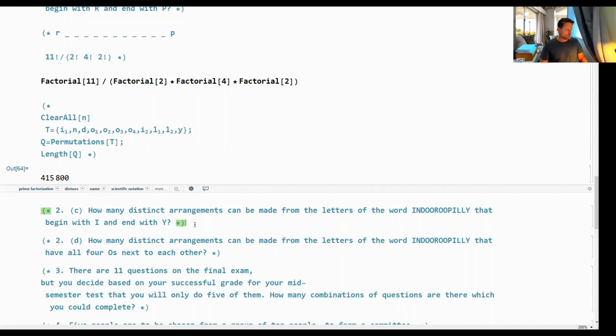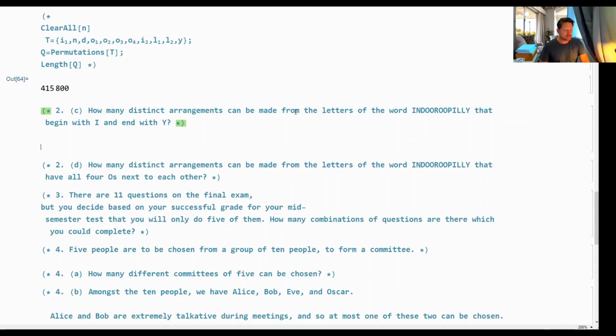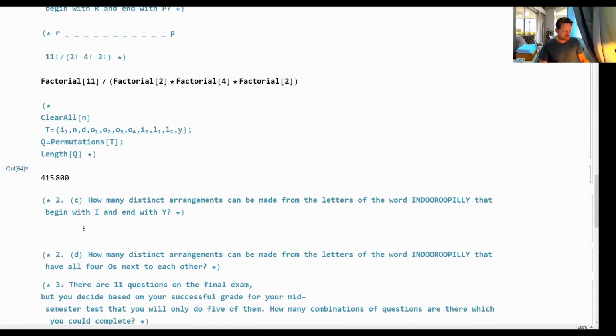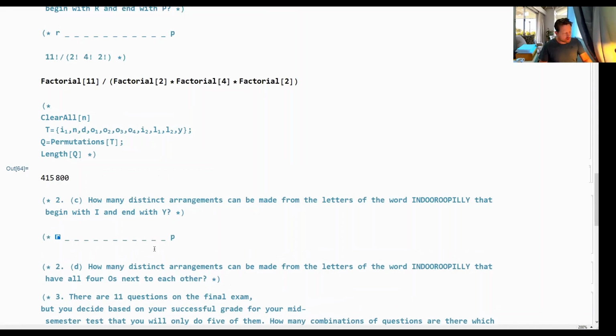Okay, sure. Let's have a look at part C. How many distinct arrangements can be made from the letters of the word interpilly that begin with I and end with Y? Okay, so we've got a similar situation. So copy and paste this, except what we're fixing now is an I in the front and a Y at the end. So how does this change things? Well, the Y is not repeated, the I is repeated, so we still have 11 letters to permute. However, this time, the I in this collection is not repeated. The O and the L are still repeated, so the calculation is similar, except it's basically this without the extra 2 factorial there.